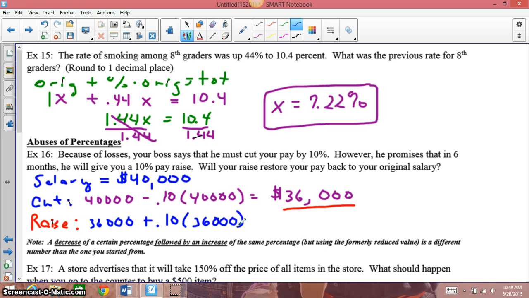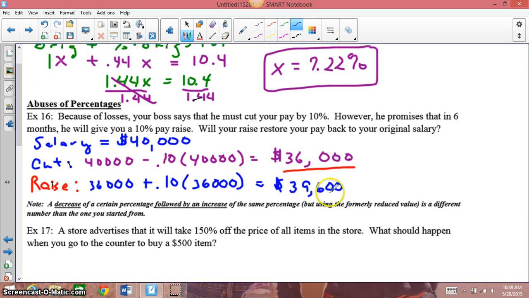There's no way I'm going to be able to restore back there, but if you pop it in your calculator, you're going to get close, but you're not going to quite be where you originally started. You're going to be at $39,600. The reason for this is that you've got a shifting reference value. You went from a base salary of $40,000, and then once you did that 10% pay cut, instead of that $40,000 being your reference value, you've got a new reference value of $36,000.